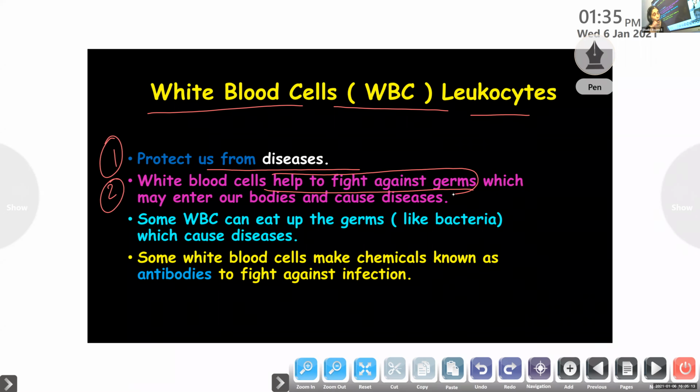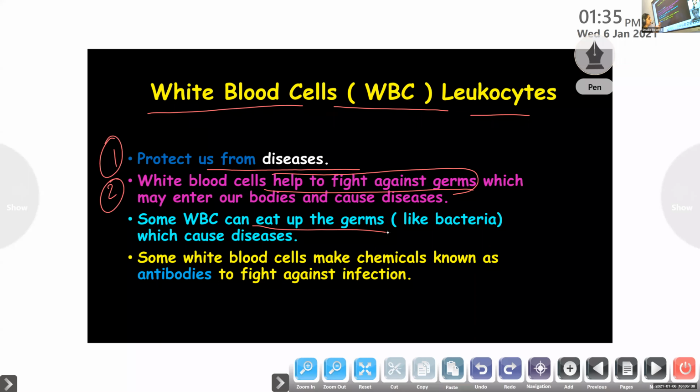What is the mode of attacking? What is the mode of fighting? Some may eat, and some may produce antibodies. What is the mode of fight? Some WBC may eat up the germs. Most probably the bacteria are eaten up by the WBC.